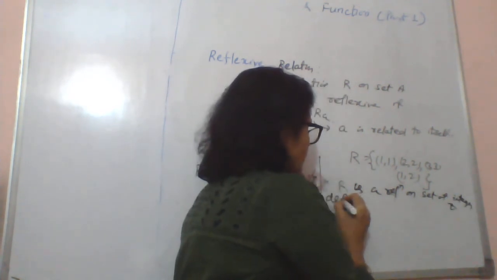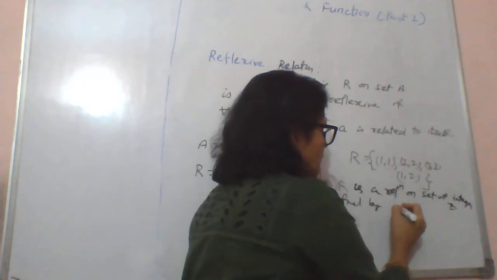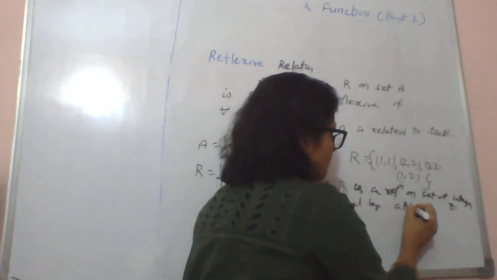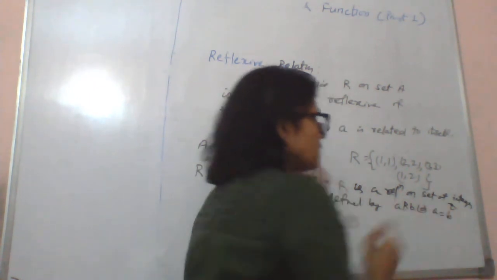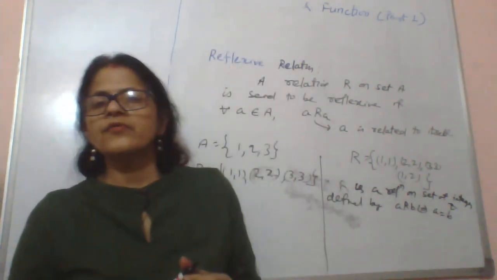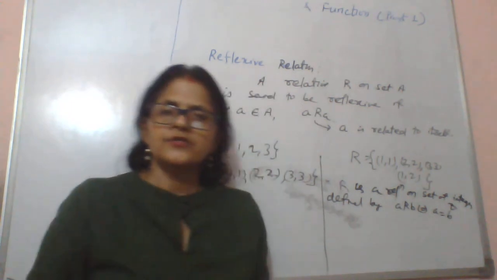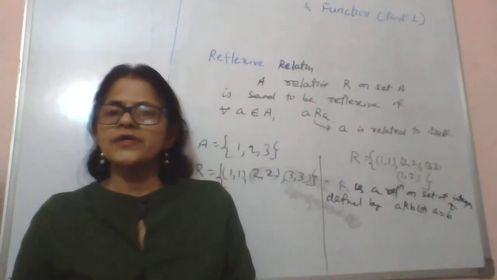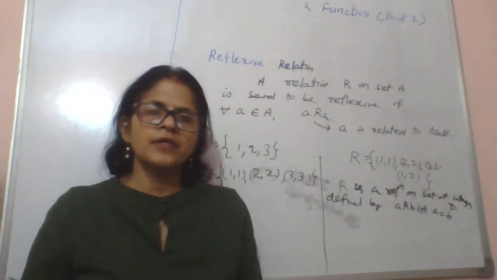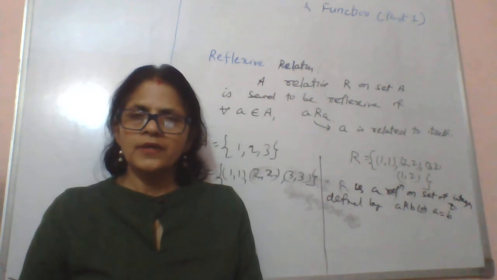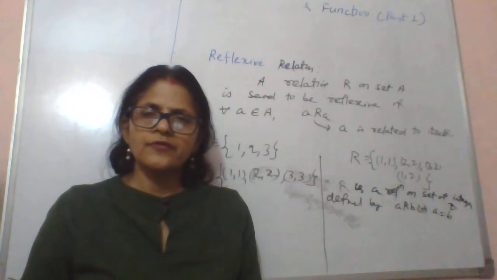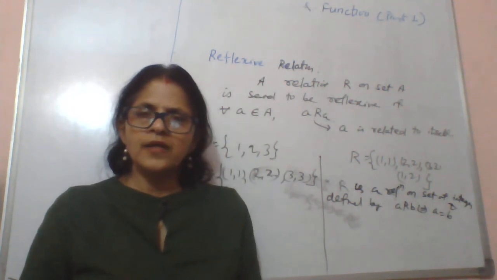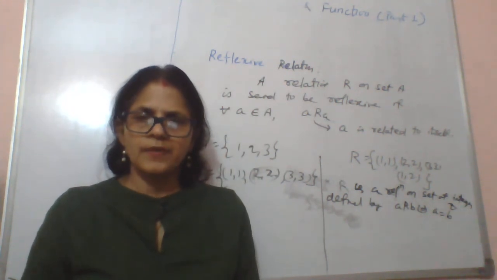Okay, defined by A R B if and only if A equal to B. So if I write here equality of numbers, every number is equal to itself. So this can be reflexive. If I take the set of lines, every line is parallel to itself. So the relation "parallel to" can be reflexive.